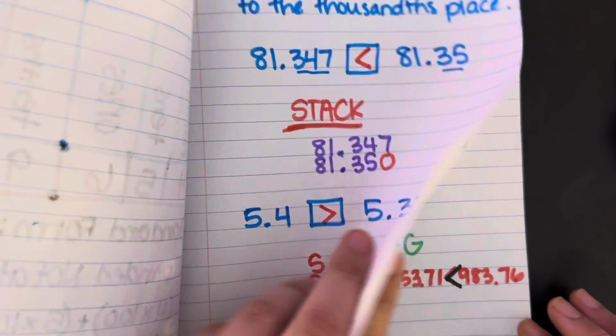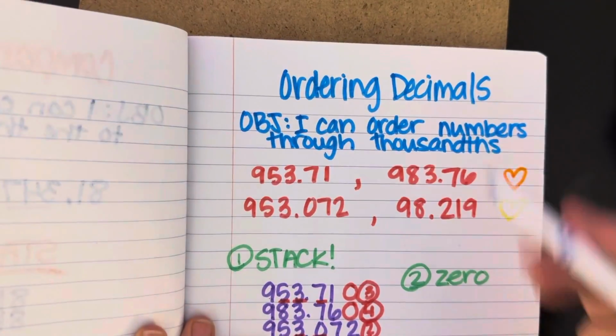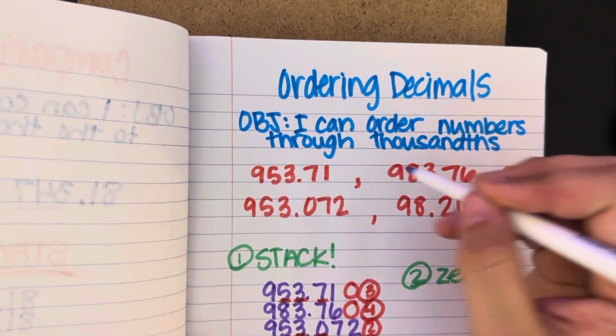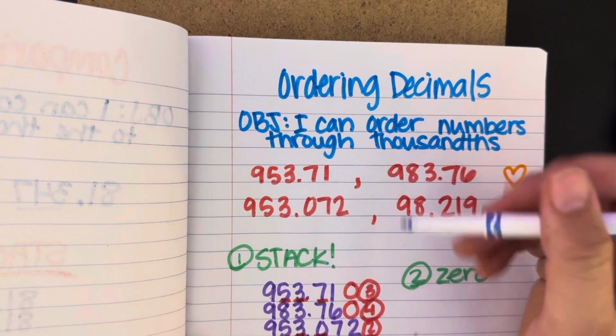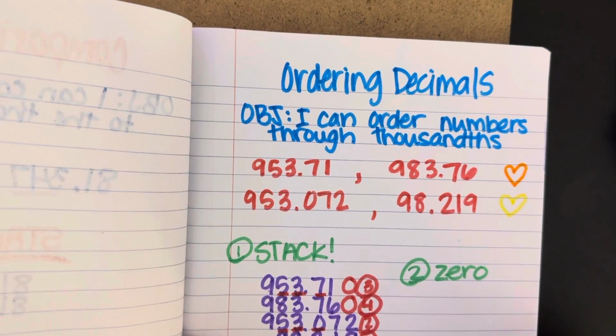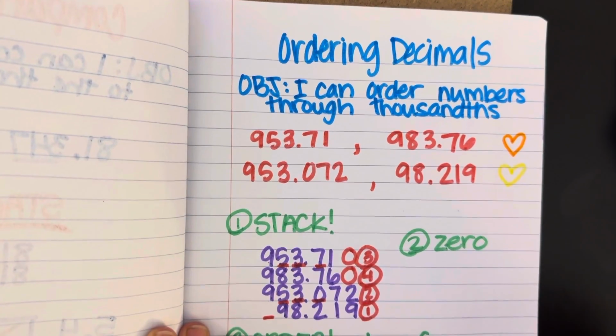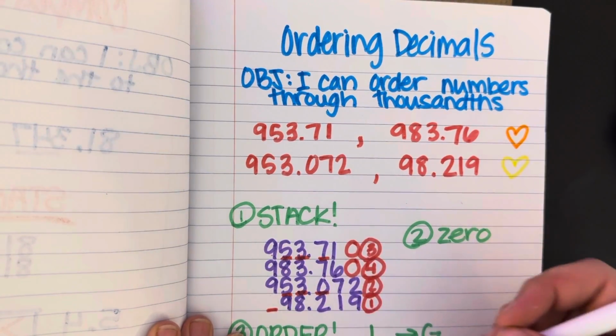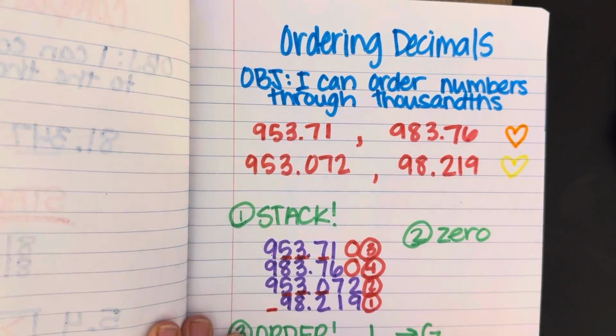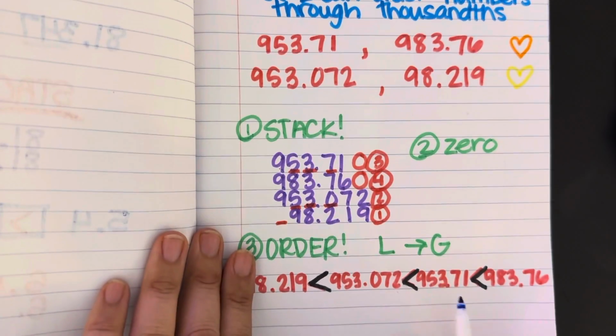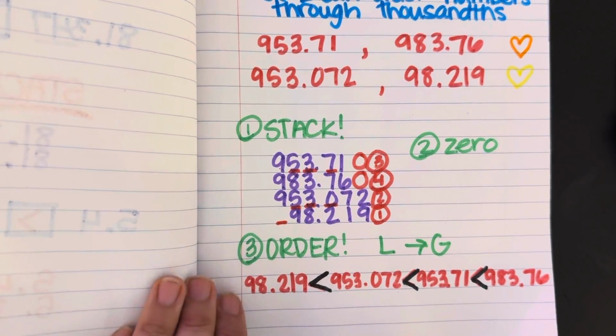Then we moved on in our journals to the next day, which was ordering decimals. So now I have 3 or more numbers and I either have to put them in order from least to greatest, or greatest to least. We used the same strategy on this day. We stacked all the decimals, added zeros as necessary, and then we can put them in order using our comparison symbols.